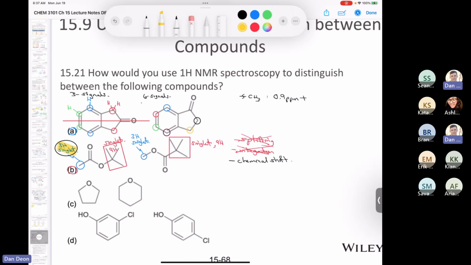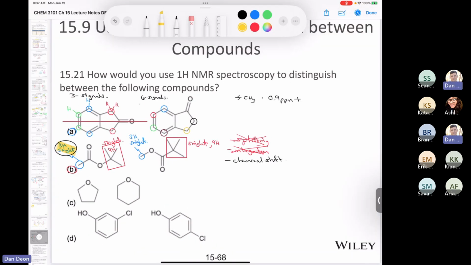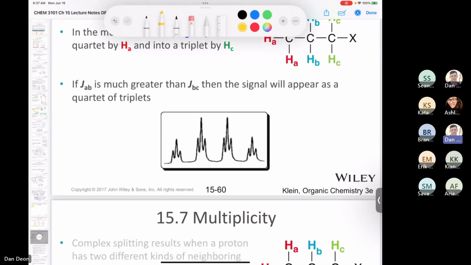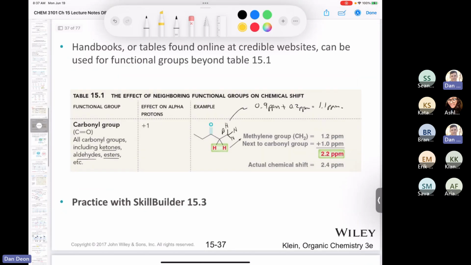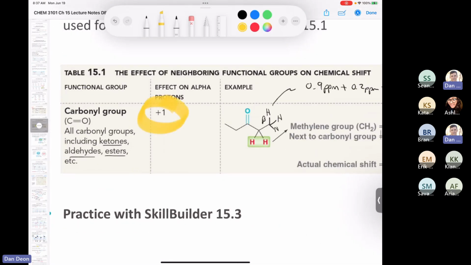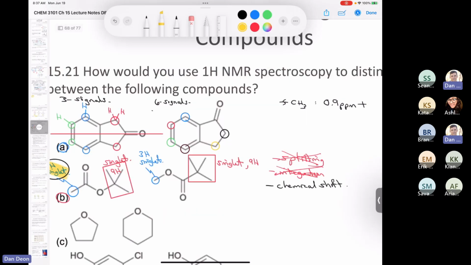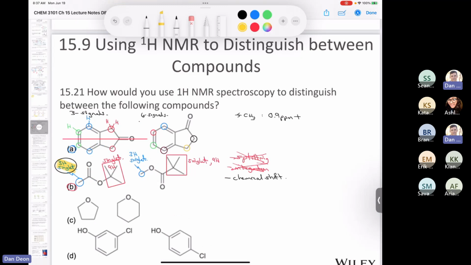If we go back to the table, if you're alpha to a carbonyl, no, not 2. So let's go back. If we go all the way back here, no, that's not it. It's here, okay? If you're alpha to a carbonyl, we add 1 part per million. So let's go back to the problem, which was here. This is the alpha position to the carbonyl. So we take 0.9 and add 1 part per million to it, and that gives us 1.9 parts per million.